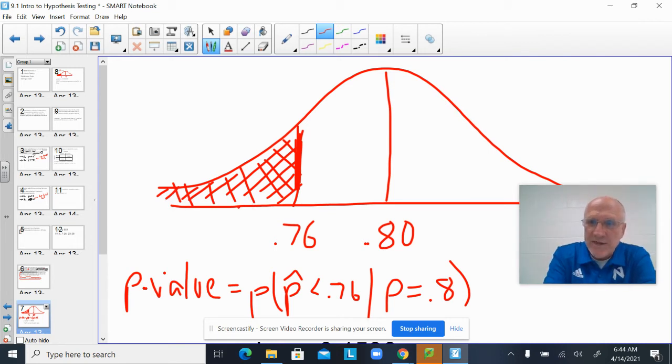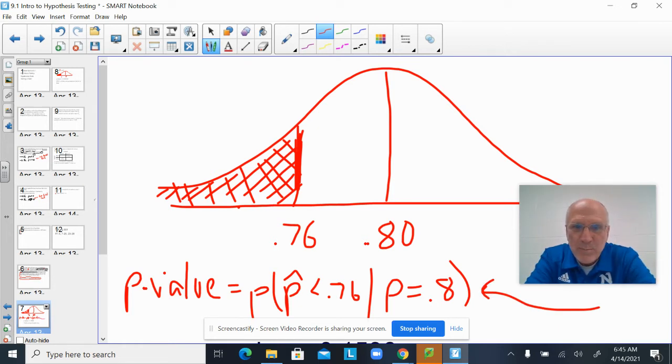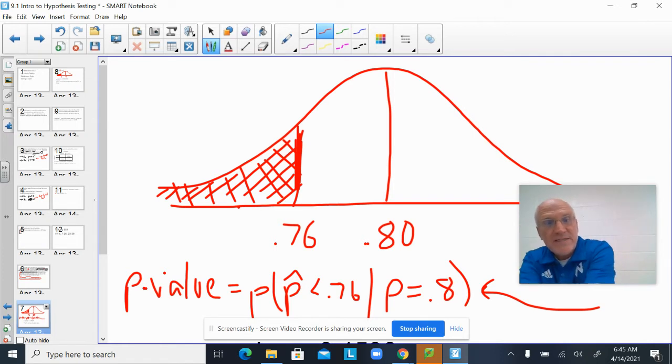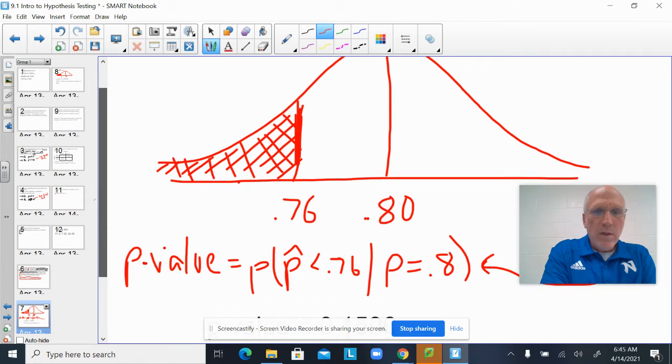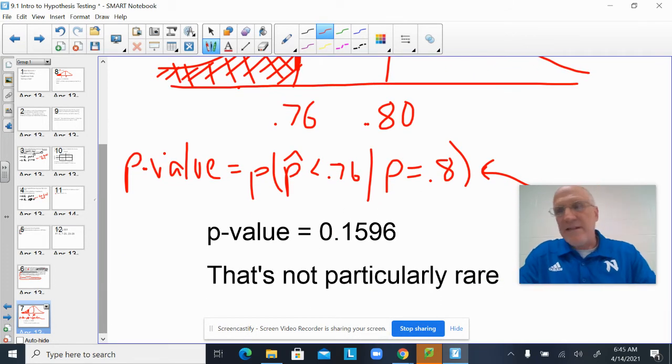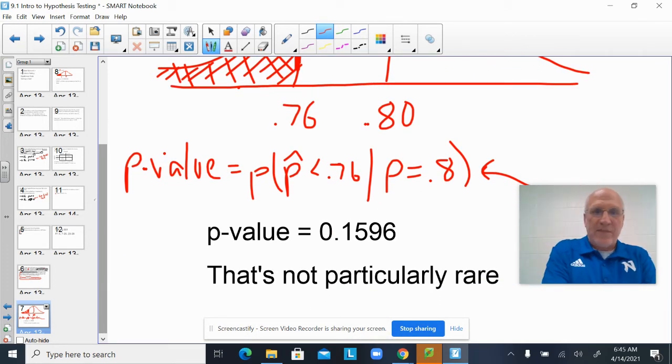This line just states as an expression, the p-value is the probability that p hat is less than 0.76, given the fact that the null hypothesis is true, which is that p equals 0.8. Now, in this first section, we're not calculating the p-value. The problem's going to tell us what the p-value equals. In the next section, we'll see how to use the calculators to calculate it. I did the math, which we don't need right now. It turns out that the p-value in this case is 0.1596.